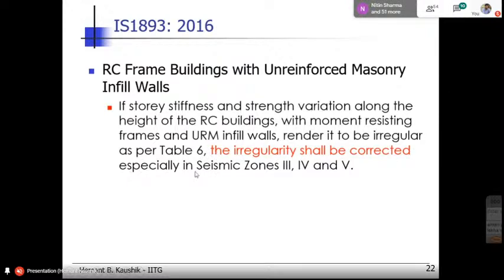If the building is lying in seismic zones 3, 4 and 5, so Jabalpur is again spared. You people should feel happy. But in zones 3, 4 and 5, you have to correct that irregularity. So just go back and see what are these types of irregularity mentioned in table 6. And this is very interesting. You cannot design for these irregularities. It is very clear. It says that you correct the irregularity.